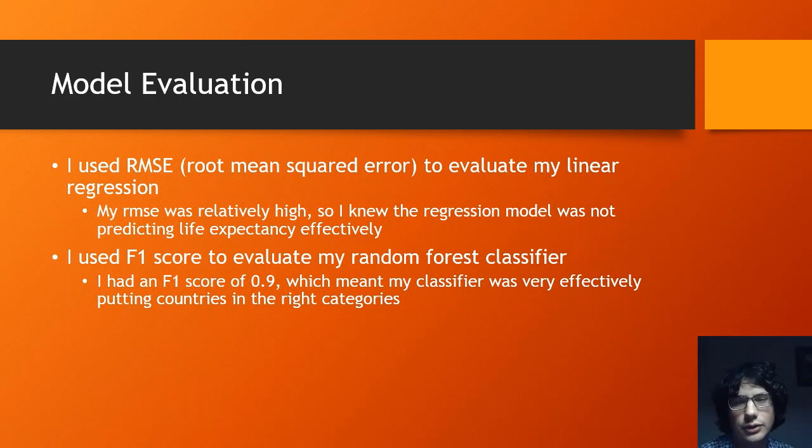I used F1 score to evaluate my random forest classifier. As you know, F1 score is the harmonic mean of precision and recall. Since I had an F1 score of 0.9, that means my classifier was doing really well on both precision and recall, meaning it was picking the right region for countries at a very high rate.